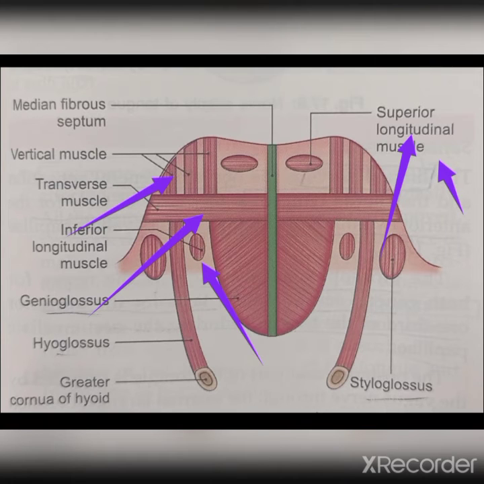Now, friends, talking about the third intrinsic muscle, which is the transverse muscle. Friends, remember that the contraction of the transverse muscle acts to narrow and increase the depth of the tongue. And talking about the fourth muscle, that's the vertical muscle. It is found at the anterior border of the tongue, and remember, friends, it makes the tongue broader in shape.